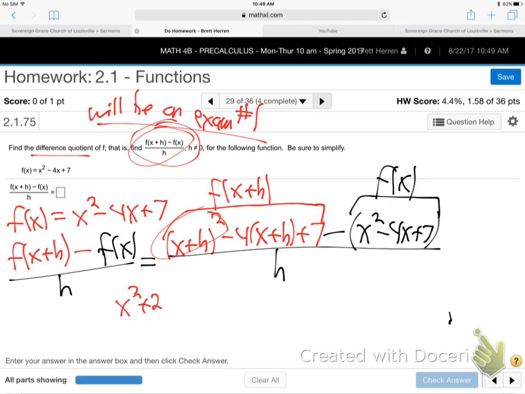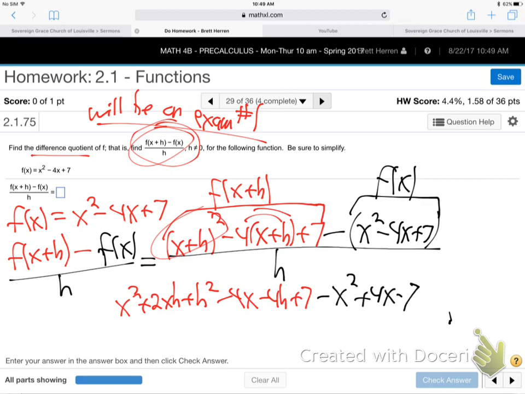I'm going to skip all kinds of steps. You got to FOIL that out. You got to distribute that. You got to distribute this minus sign through all of that. And then you got to cancel stuff. X squared cancels. 7's cancel. 4x's cancel. You're left with just, and then you just simplify it from there. So I'm out of time. So we got to be done with that. So we're done with that.